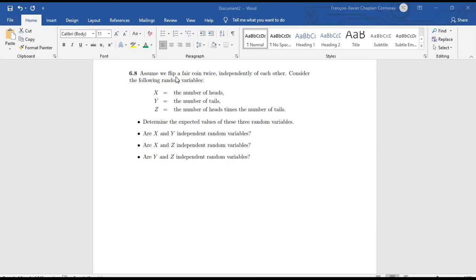So assume we flip a fair coin twice independently of each other. Consider the following random variables: the number of heads, number of tails, and the number of heads times the number of tails. We want to find the expected value of these three random variables. And then we want to establish whether or not they are independent.